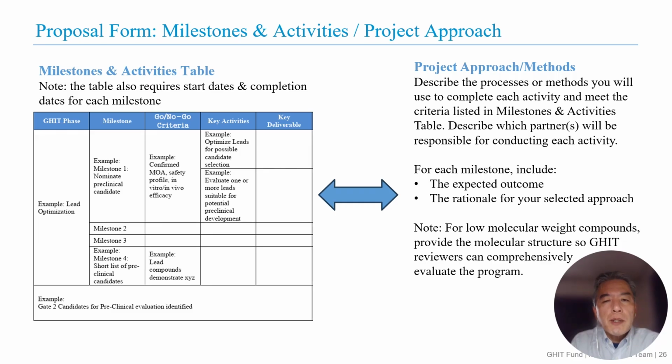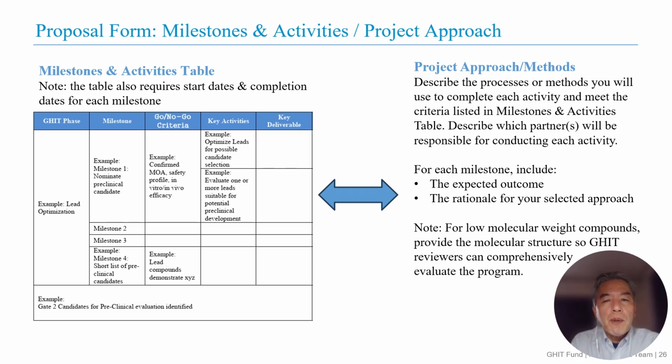The project approach and method section of the proposal form is where you describe how you will conduct the project. This section should be utilized to describe the details of the activities mentioned in the milestones and activity table above. You should explain the rationale for your approach, the method to be used, and who will carry out each activity mentioned in the milestones and activity table. If applicable, you can refer to published studies or include a supplemental document to support your methodology.